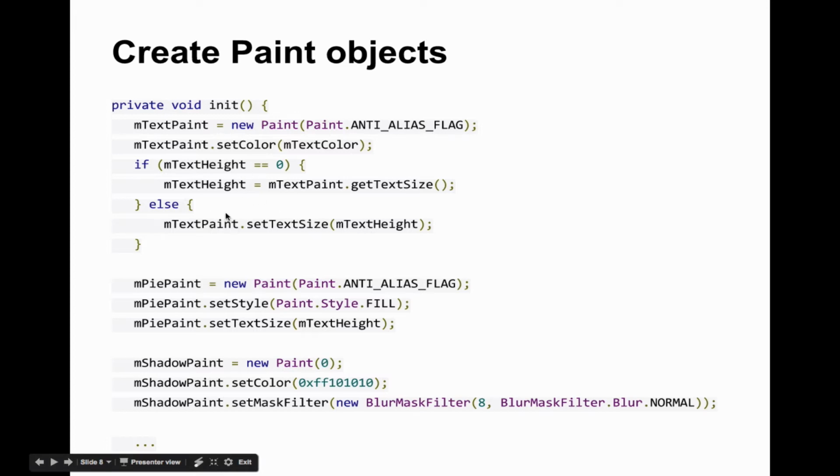I mean, you can look at all the documentation for the various attributes that you can set for a paint. You can set the style, whether it should be filled or not. You can set the text size again. They have mask filters for the shadows, etc., etc.